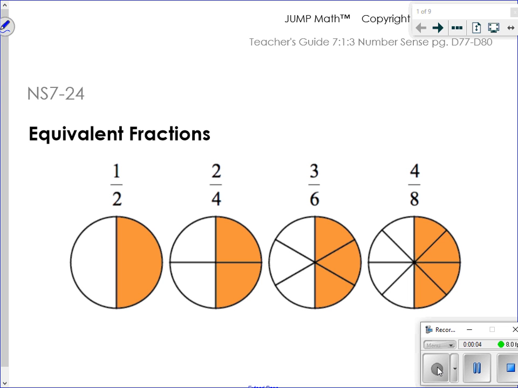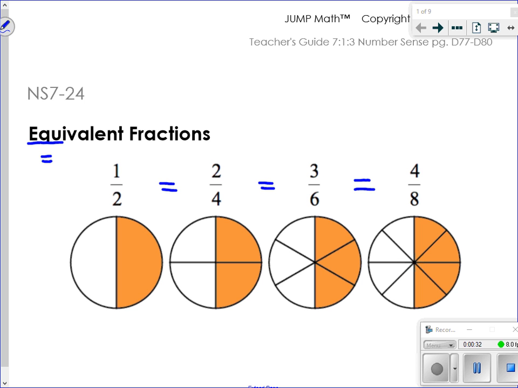Today we're going to talk about equivalent fractions. If you look at the word equivalent, you can see that it begins with the same prefix as the word equal. Equivalent fractions are fractions that are equal. So 1/2 is equal to, or means the same thing as, 2/4 and 3/6 and 4/8. All four of these fractions are equivalent fractions.